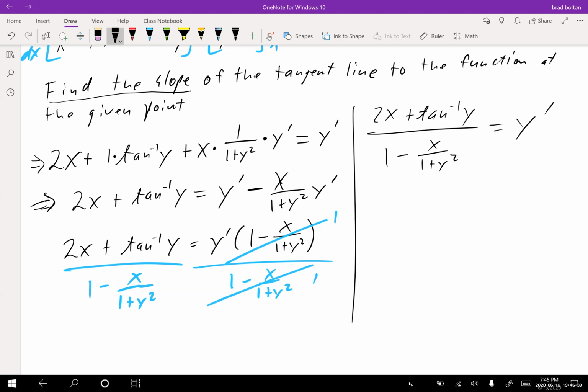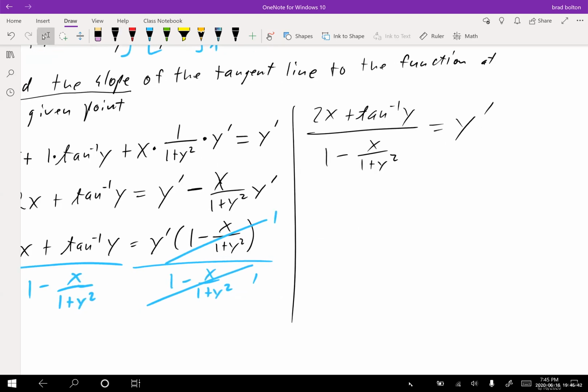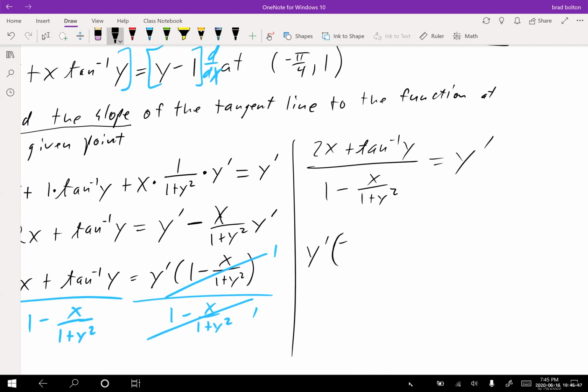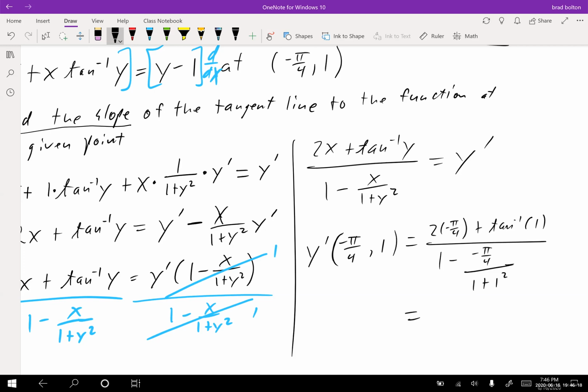Now what we can do is evaluate this. So I'm going to do y prime, and I'm going to evaluate it at the point negative pi over 4, comma 1. Some people choose to use a little bar and then put the point at the bottom. It's just a preference. So then we have 2x, oops, not x, I'm sorry: 2 times negative pi over 4 plus tan inverse of 1, all over 1 minus negative pi over 4 divided by 1 plus 1 squared. Okay, so let's see what all that cleans up to be.